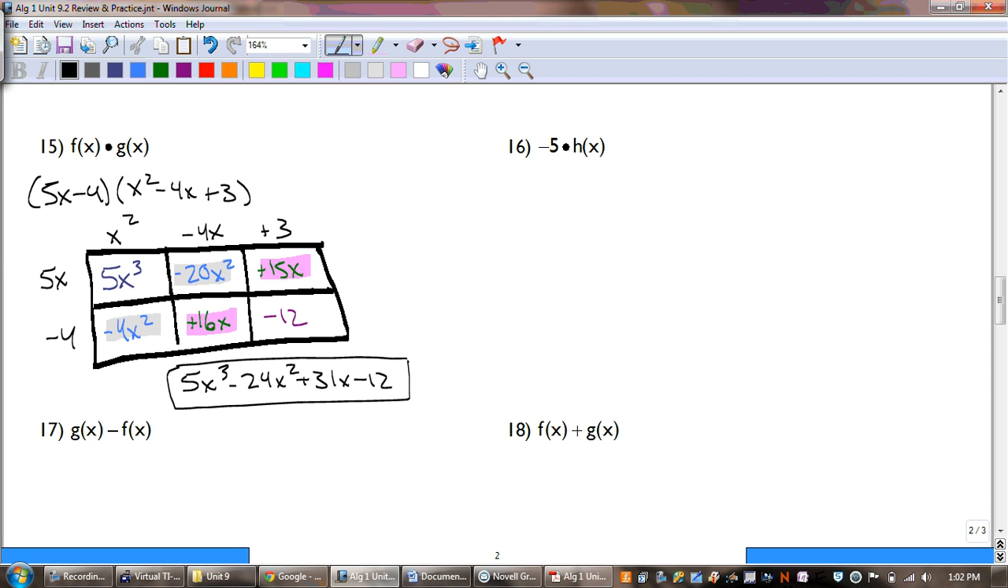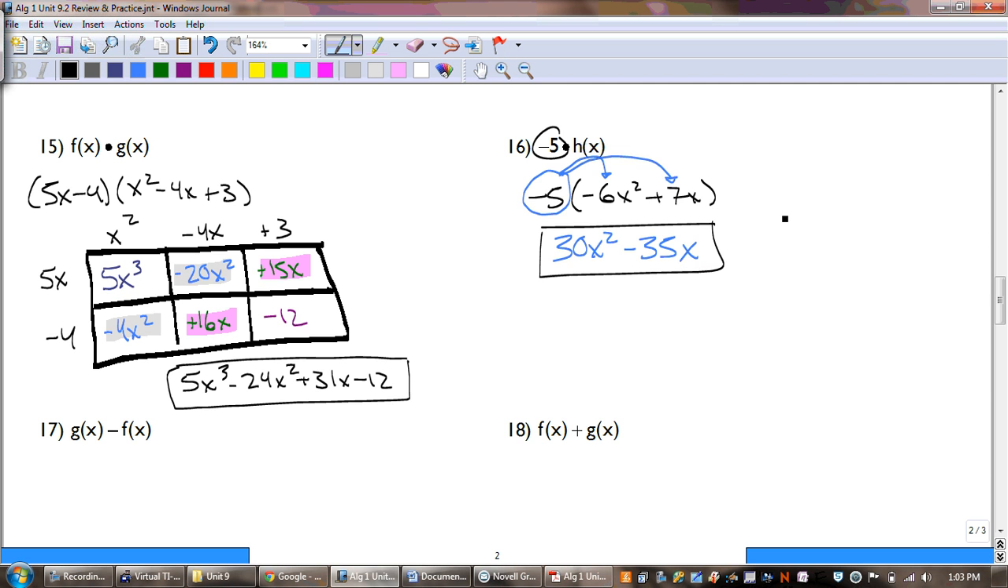Okay, number 16. So number 16, we have that negative 5 on the outside, and they want us to multiply h of x, and h of x is the negative 6x squared plus 7x. So all we have to do is distribute. Remember, -5 times -6 is a positive 30 x squared, and then -5 times positive 7 would give us negative 35 x.